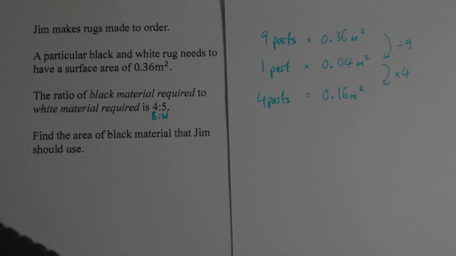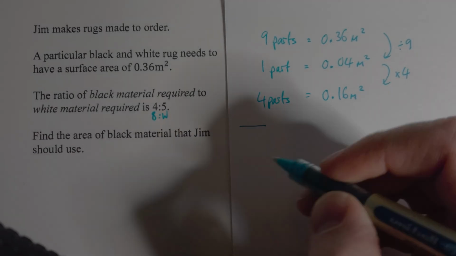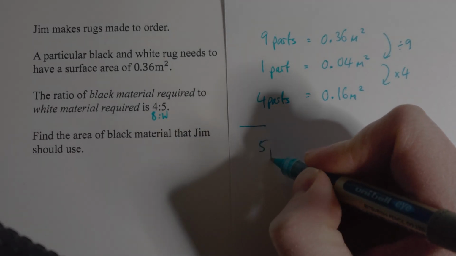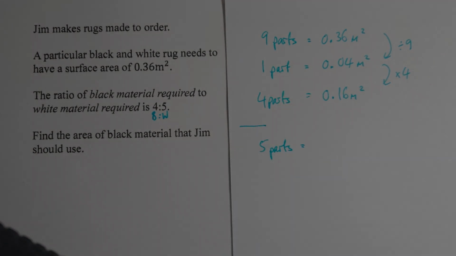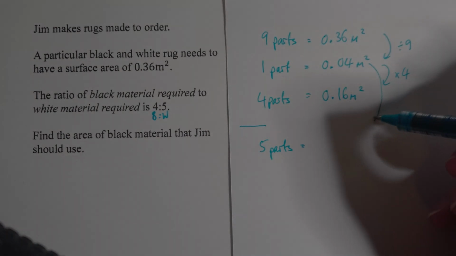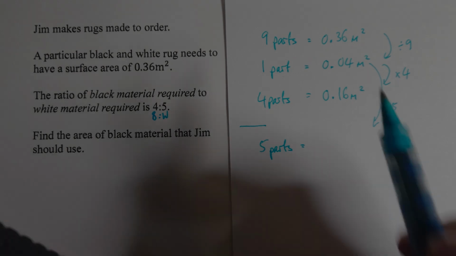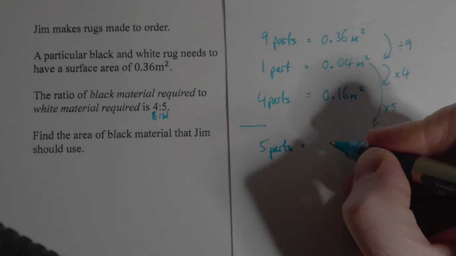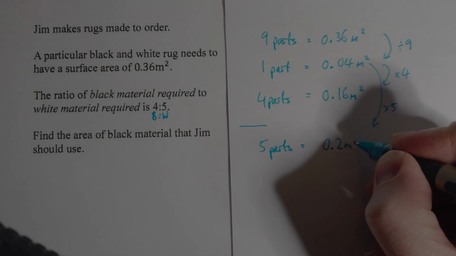This question hasn't asked for it, but if I wanted to know the area of white, you've got 2 ways of doing it. You could just work out 5 parts. So this question's not asking for it here, but if you work out 5 parts, you get the white material that's required, don't you? And the easiest way of doing that is to get from the 1 part to the 5 parts directly by multiplying by 5. 0.04 multiplied by 5 is 0.2, or 0.20 if it helps you to see it clearer.